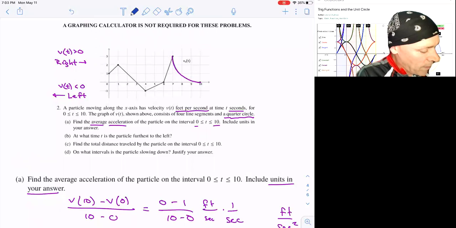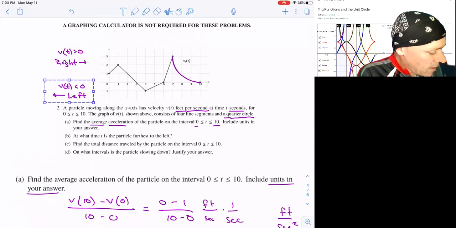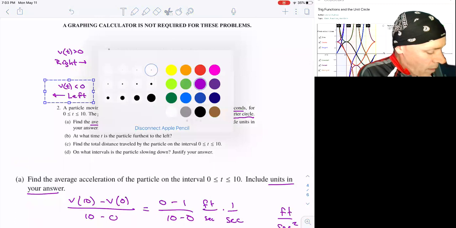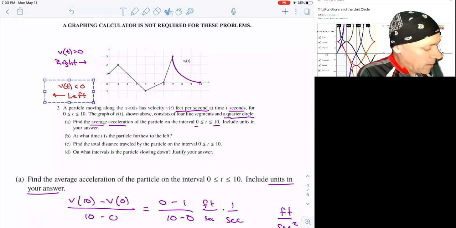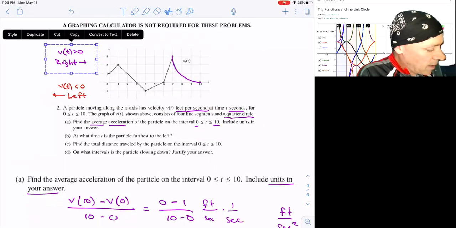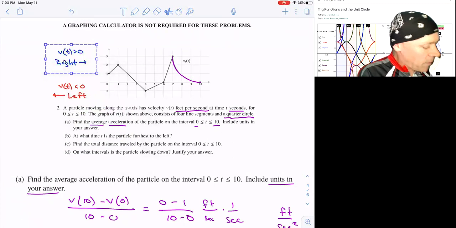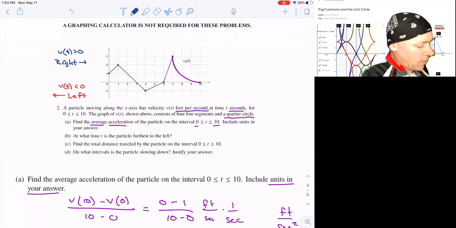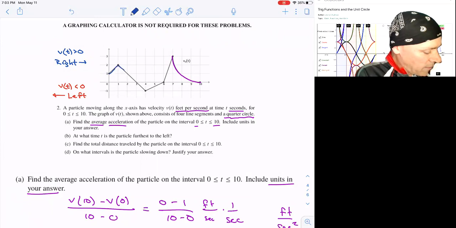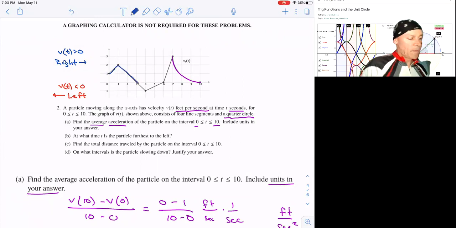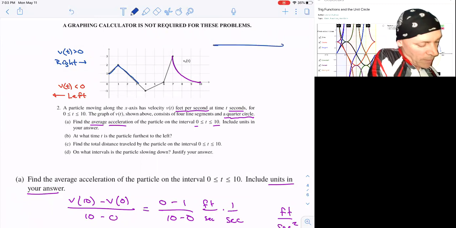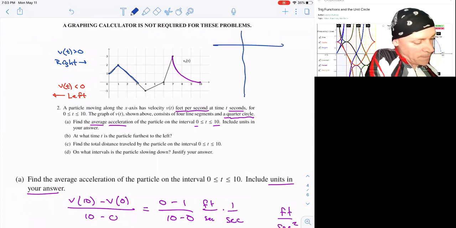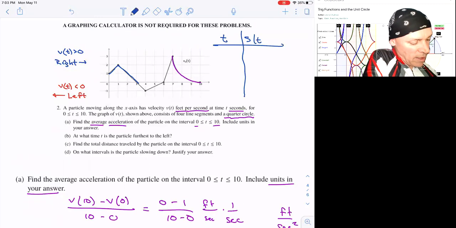So at this point, let me just change this up. Got red, negative. That was okay the way it was, but I like blue. Okay. So I'm just going to say, well, velocity is positive over this interval. And I'm going to save time because I think they're going to ask me this later. I'm going to put time, and then I'm just going to put position. I'm going to say s of t, that's position.